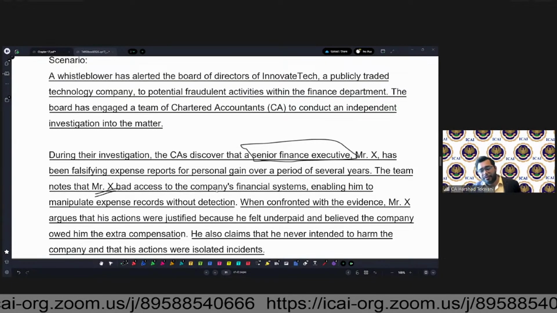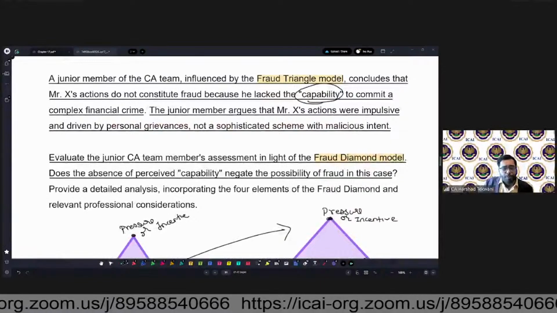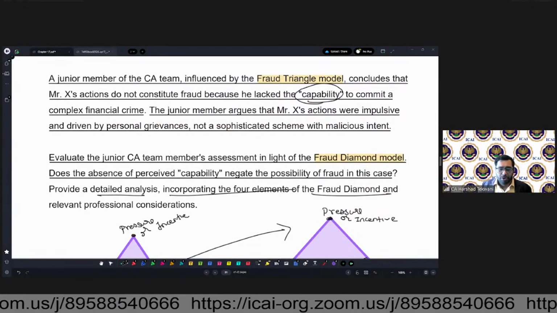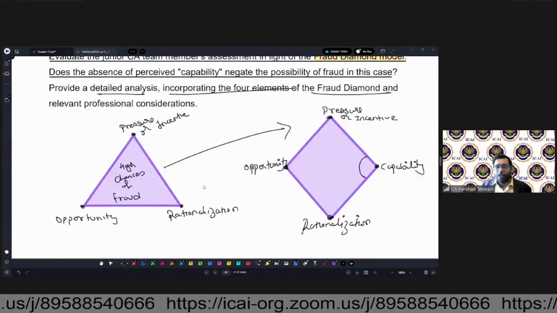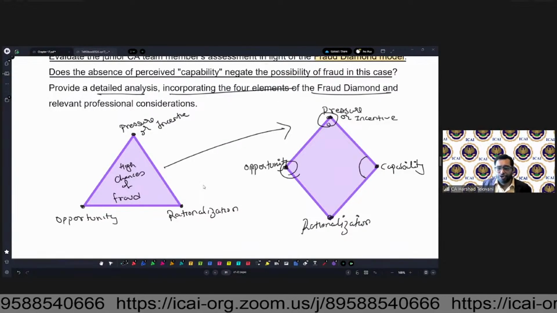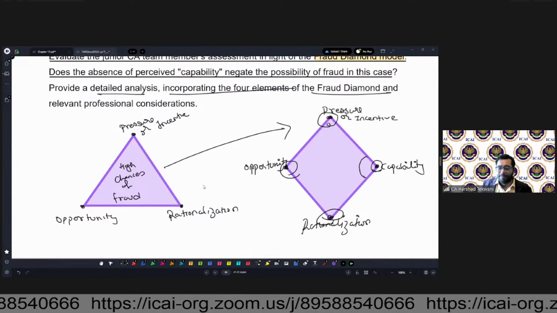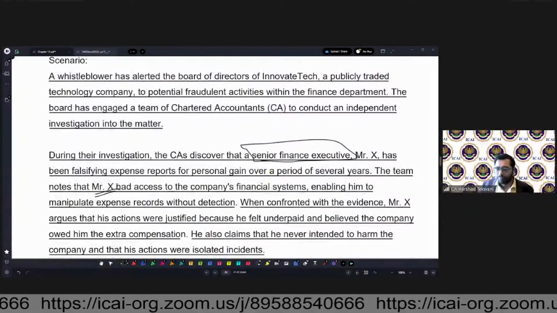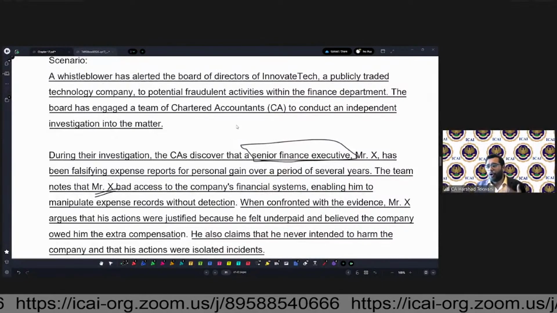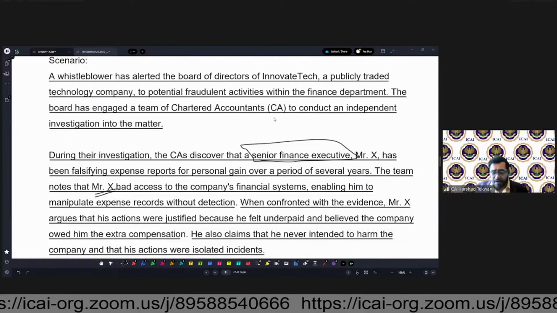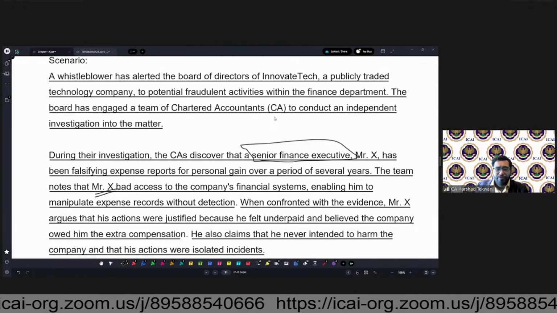So capability is present. And in this question, you need to provide a detailed analysis incorporating the four elements of the fraud diamond. You need to evaluate all four elements: where is the incentive, where is the opportunity, where is rationalization, and where is capability. This is how you need to answer this question by explaining the fraud diamond. Clear with respect to fraud triangle and fraud diamond theory?